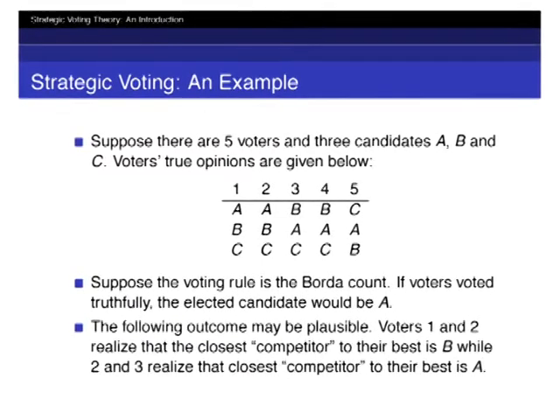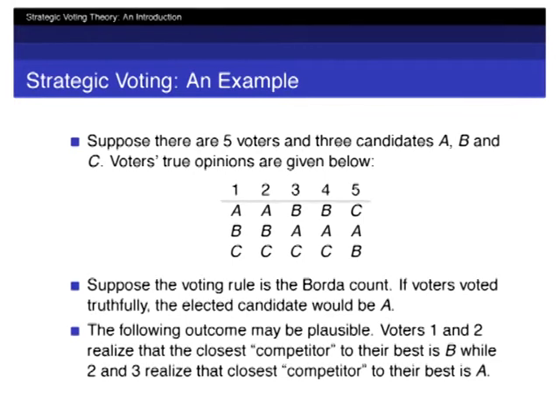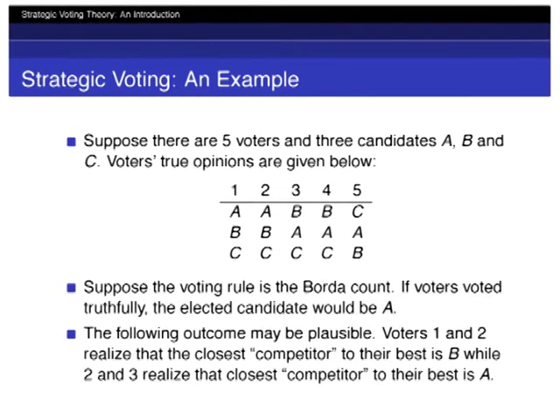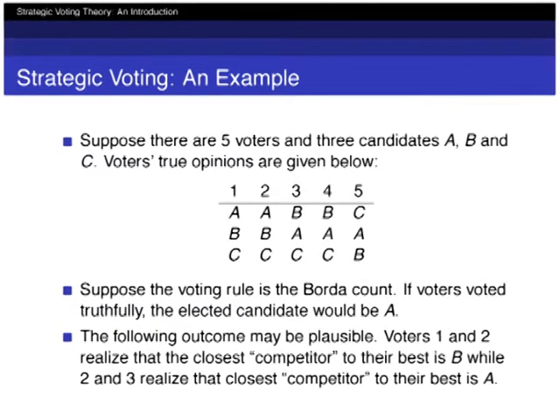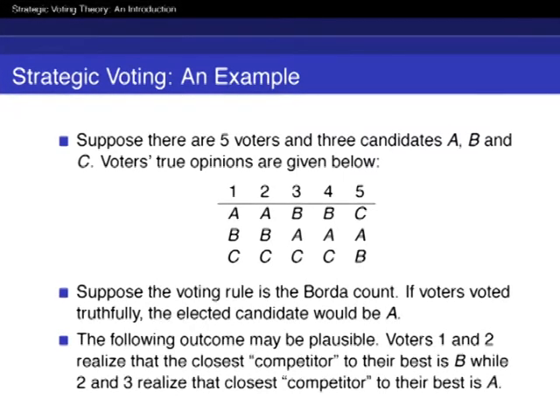Now, suppose that the voting rule is the Borda count. So recall what the Borda count is. The first choice gets 2 points, the second choice gets one, and the last gets zero. And then you add up these scores, and you pick the candidate with the highest score. So if this is the voting rule, then what's the outcome? If people voted truthfully, so this is the true situation, what do you expect the outcome to be? Okay, notice that A gets how many points?